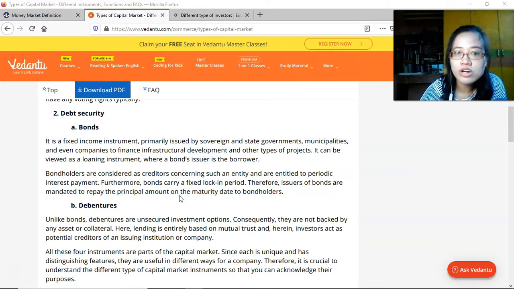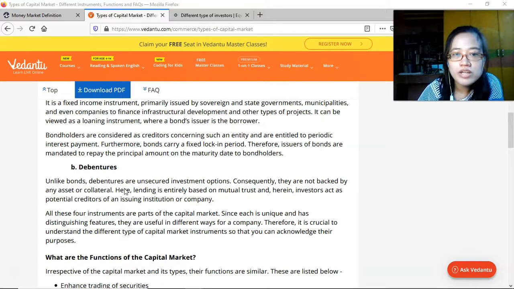Furthermore, bonds carry a fixed locked-in period. Therefore, issuers of bonds are mandated to repay the principal amount on the maturity date to bondholders. So, yun nga, after nung kung ano man yung maturity period, 5 years man yan or 10 years, ibabalik yung principal, pinakang principal amount.